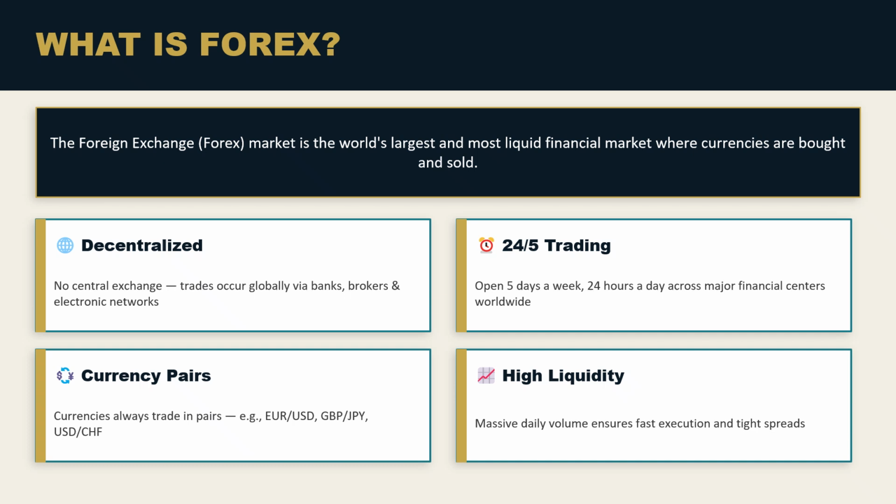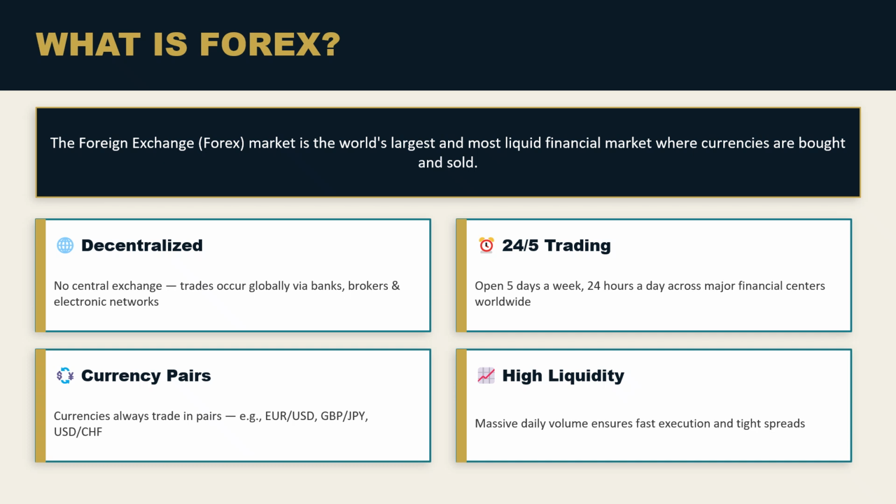Second, it operates 24 hours a day, 5 days a week. Because it's global, when trading ends in New York, the market opens in Sydney and Tokyo. This gives traders incredible flexibility to trade at almost any time of day or night, from Sunday evening to Friday evening.